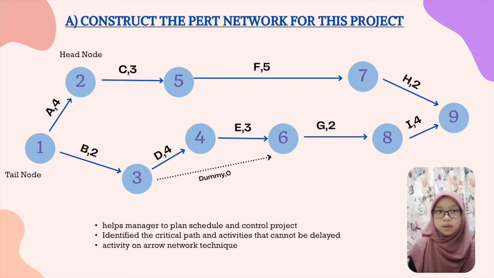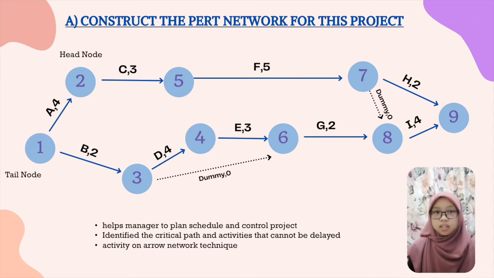For activity A, event 1 to event 2 in 4 weeks. For activity B, 1 to 3 in 2 weeks. Activity C, 2 to 5 in 3 weeks. Activity D, 3 to 4 in 4 weeks. Activity E, 4 to 6 in 3 weeks. Activity F, 5 to 7 in 5 weeks.